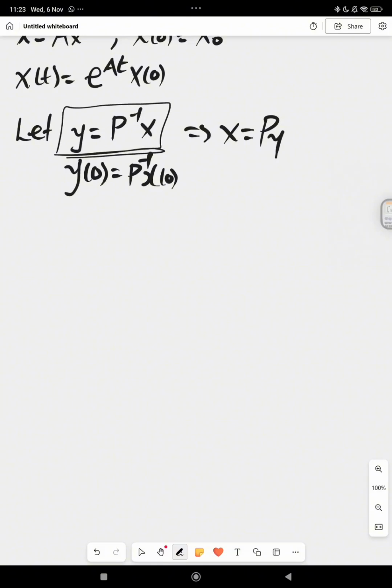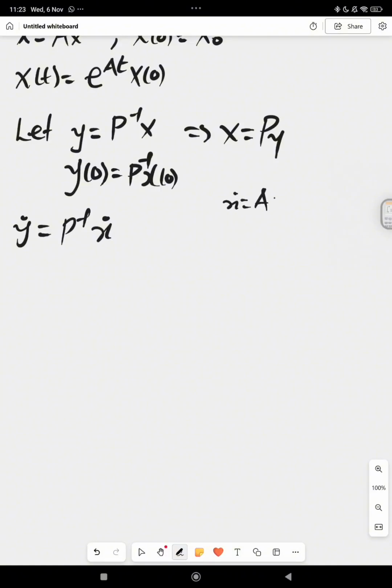We want to transform this system into a dynamical system. In dynamical systems, we have the phase differential. So we have y dot equal to P, which is just a constant matrix, so we don't do anything to it. We have x dot. Now, we also remember that x dot is given by Ax.